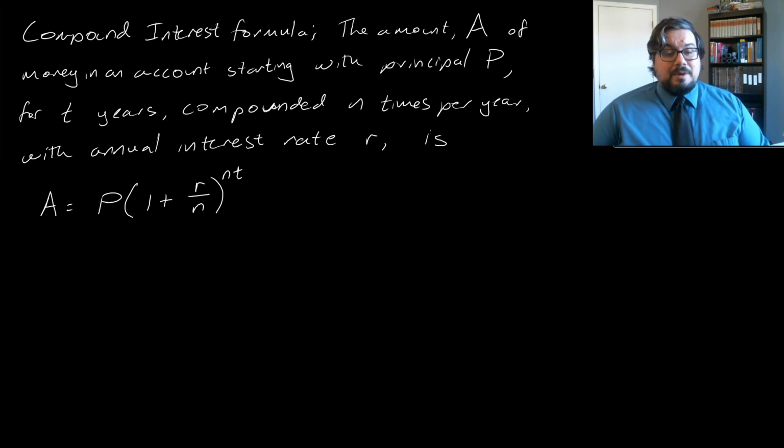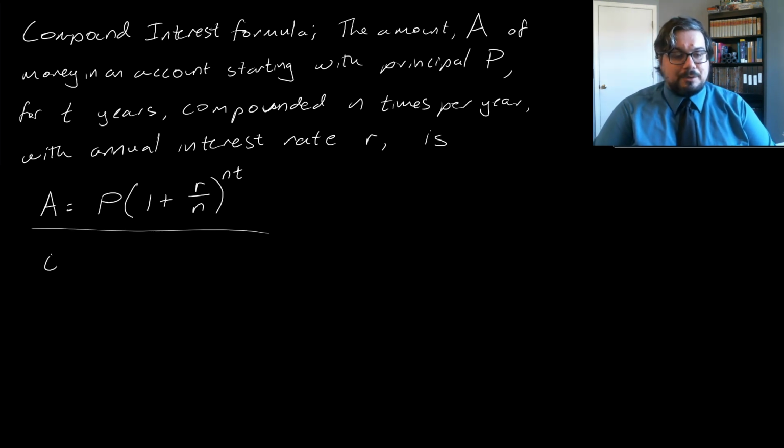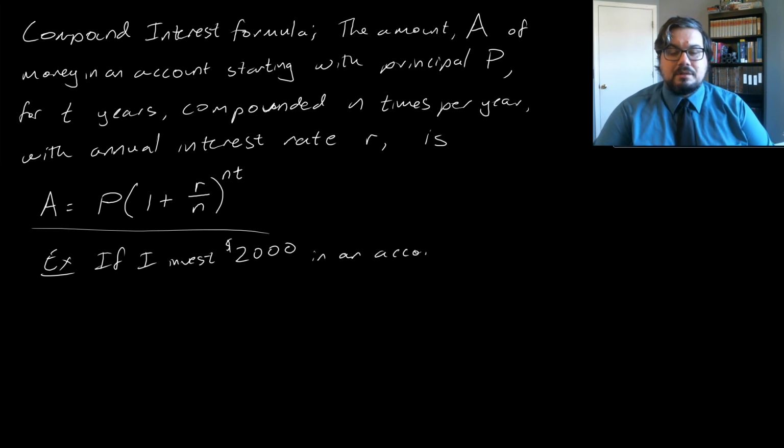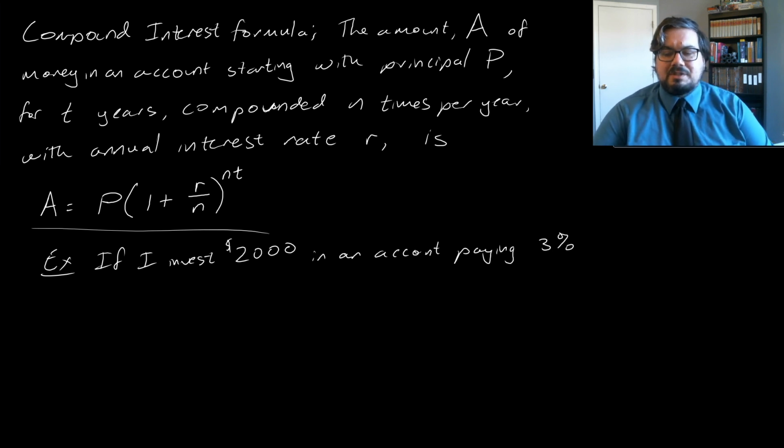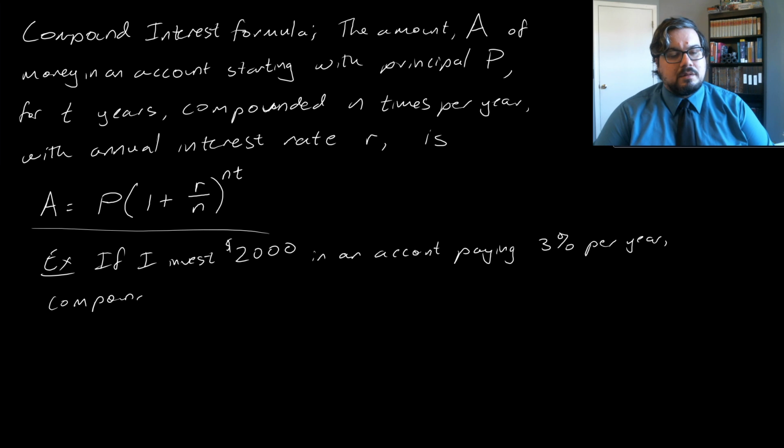So we can use this formula to answer many kinds of questions related to these kinds of problems. So, for example, if I invest $2,000 in an account paying 3% per year, compounded quarterly, how much will I have after 10 years?